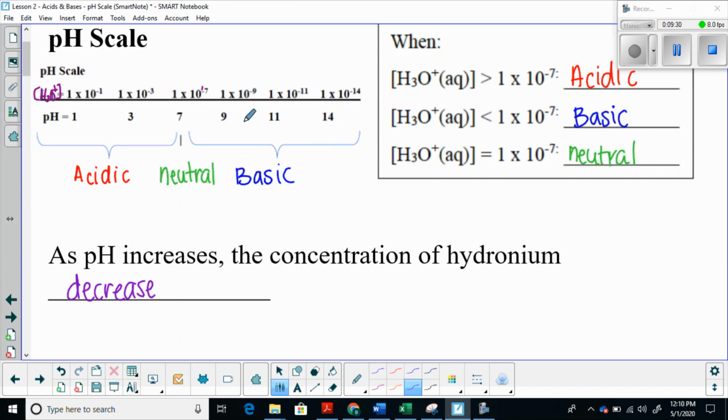So as we move towards 14, our pH increases. Our pH increases because our hydronium concentration is decreasing. 1 times 10 to the negative 14 is a lot of zeros before we see a number. Okay?